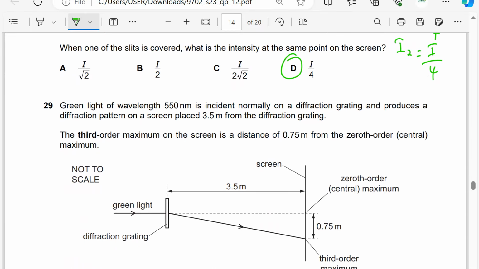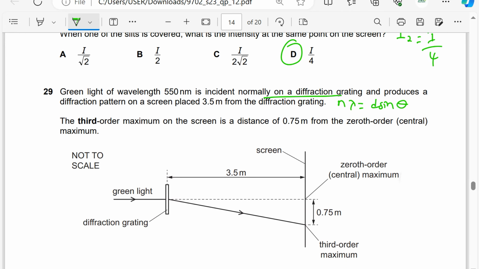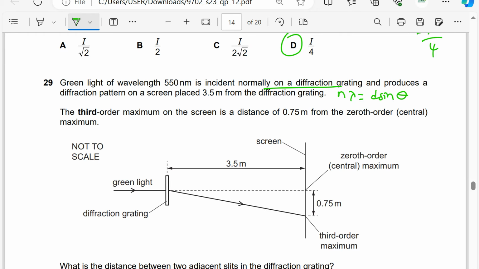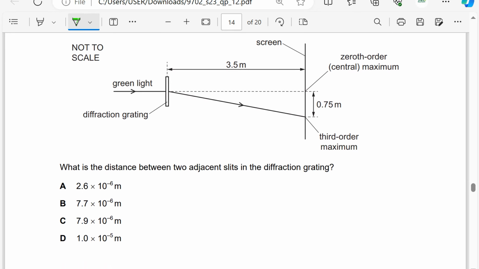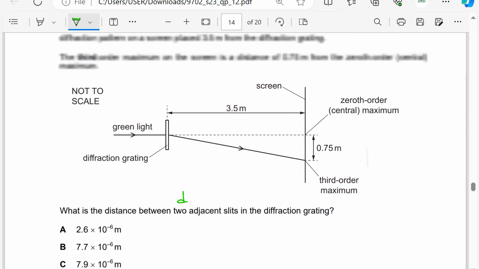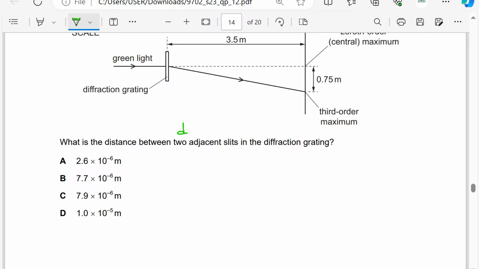Green light of wavelength 550 nanometers is incident normally on a diffraction grating. When I say diffraction grating, the first thing that comes to my mind is n lambda equals d sine theta, where theta is the angle measured from the central bright fringe. What is the distance between two adjacent slits? That is, we want to find d. Remember, d is the distance between adjacent slits.